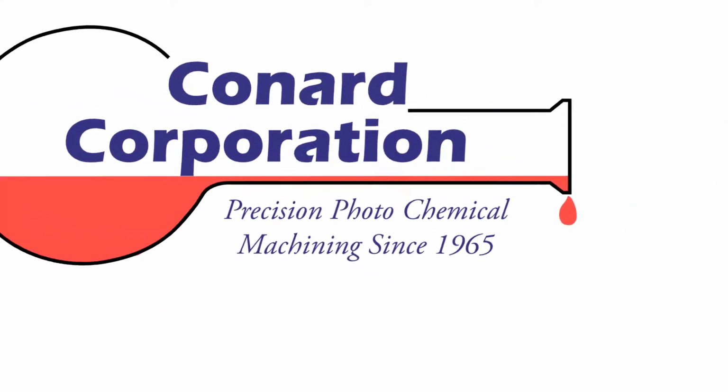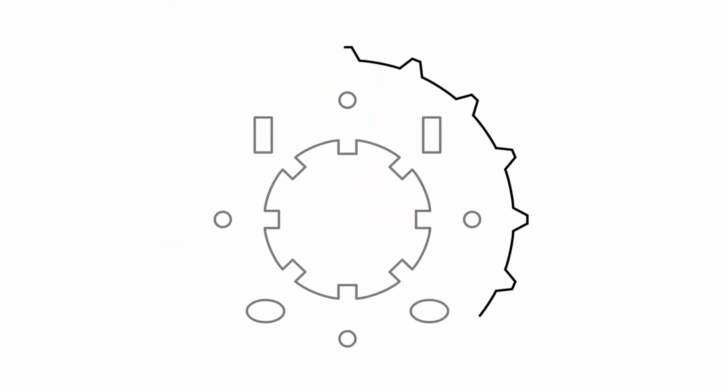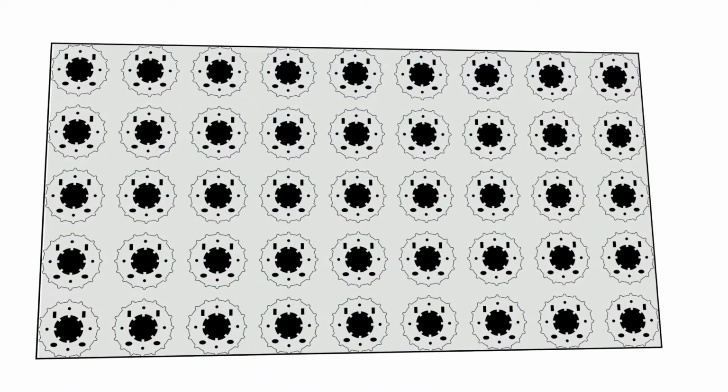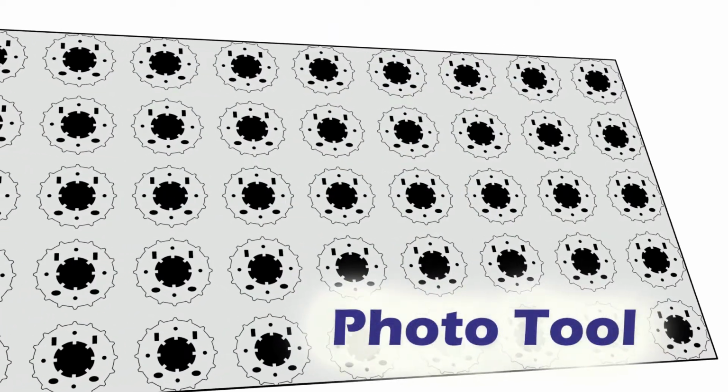Starting with a CAD file of the part, which is adapted to account for the metal thickness, the image is replicated multiple times to fill up a sheet of metal and then output at high resolution on clear Mylar film. This is called a photo tool.